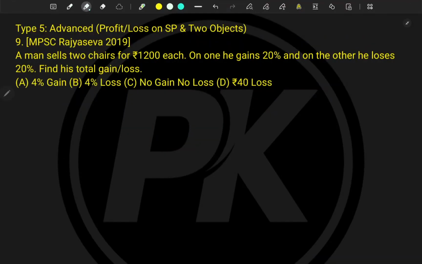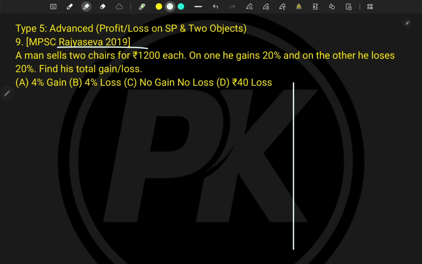Let's see the type number 5. So this problem was asked in MPSC Rajya Seva 2019. Okay, so here there is one shortcut. Maybe first I'll tell you the shortcut and then we'll see the proper method of how to solve it.